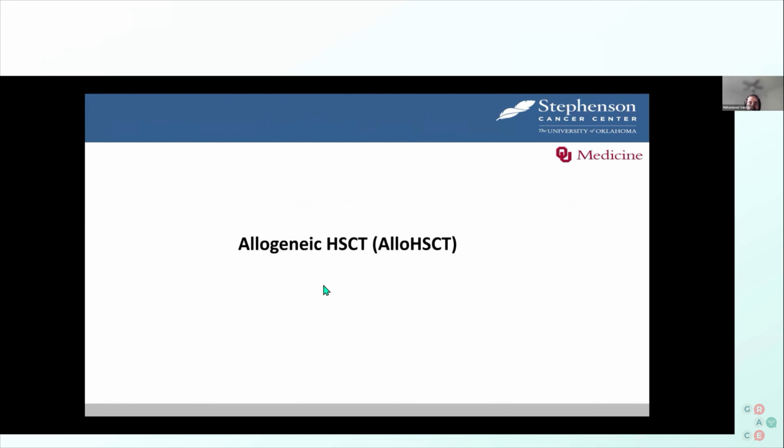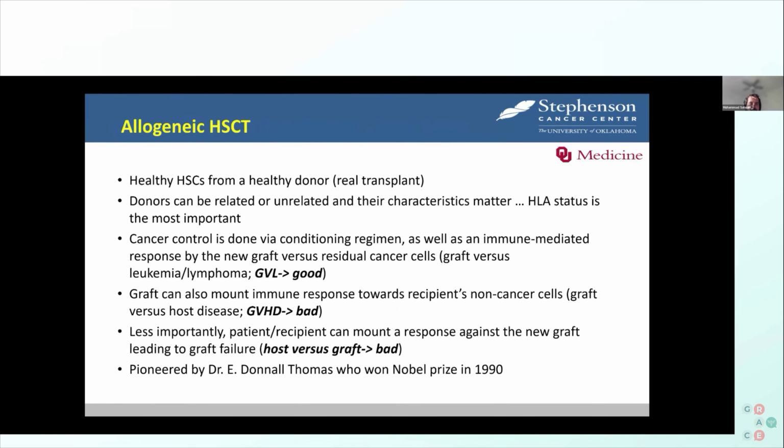In comparison, the allogenic stem cell transplant is where you use a graft, a donor, for a stem cell transplant. And the principles of allogenic stem cell transplants are, number one, having a donor who is healthy enough to donate and does not have any disease. It could be a related person, a sibling, or an unrelated person from an NMDP registry.